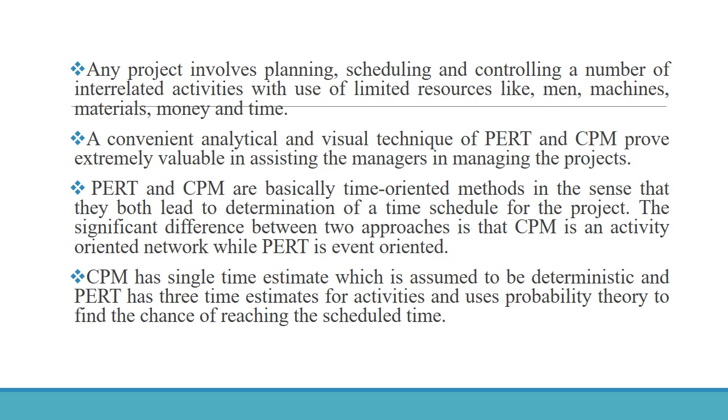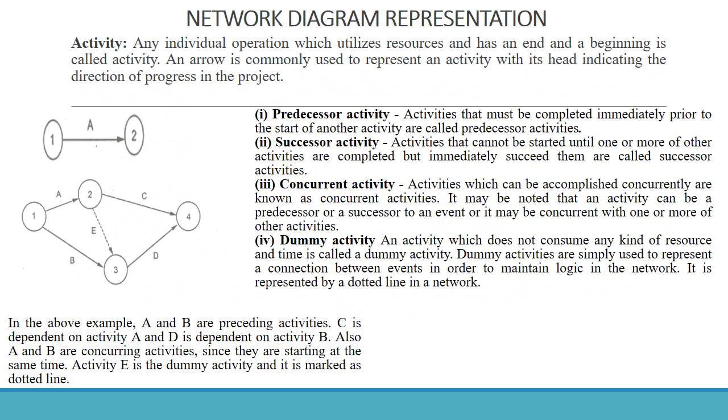PERT and CPM are basically time-oriented methods in the sense that they both lead to determination of a time schedule for the project. The significant difference between the two approaches is that CPM is activity-oriented network, while PERT is event-oriented. CPM has a single time estimate, assumed to be deterministic, and PERT has three time estimates for activities and uses probability theory to find the chance of reaching the scheduled time.